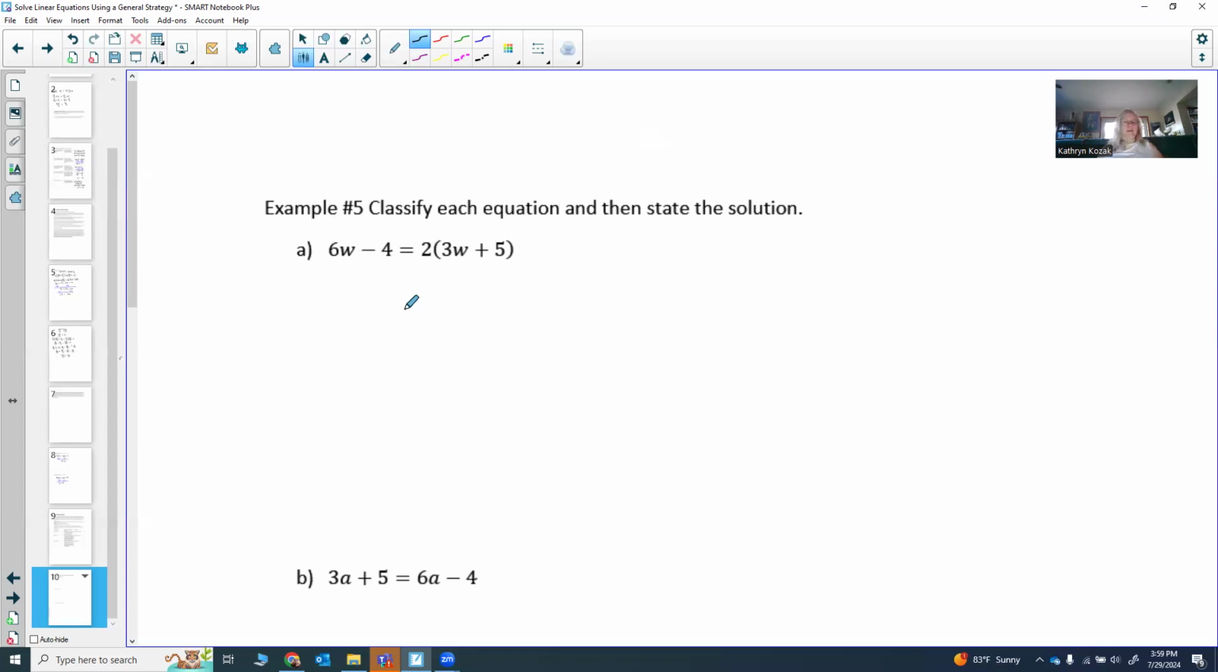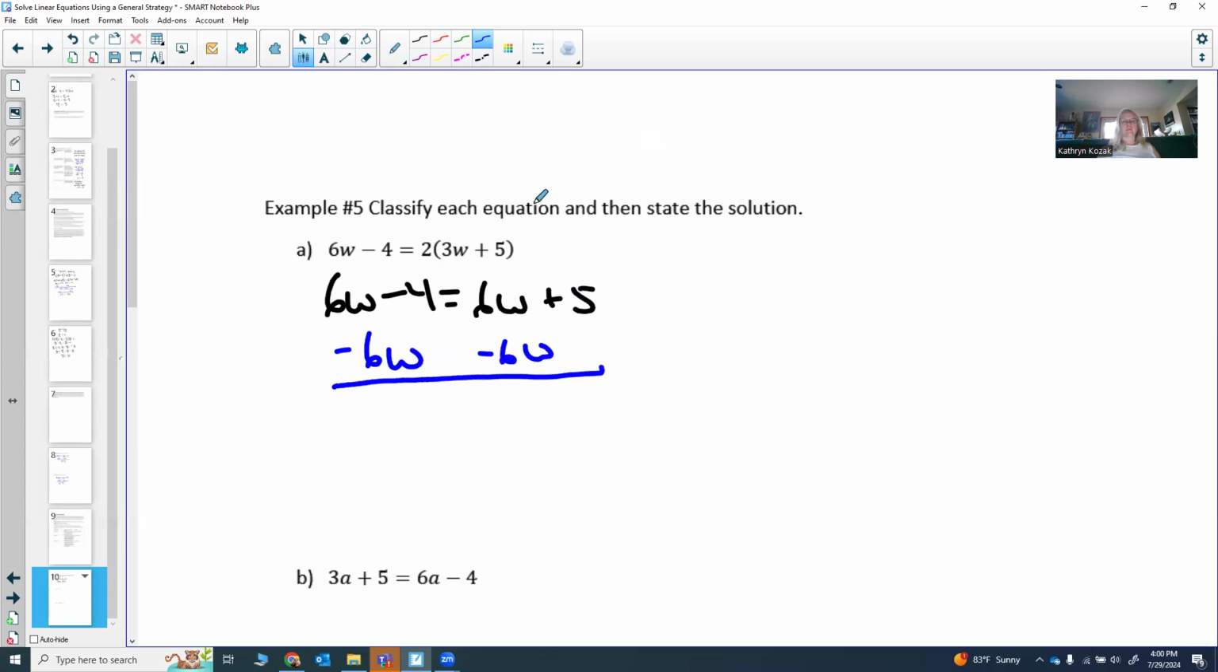So the solution of this is, let's first distribute. So we get 6w minus 4 is equal to 6w plus 5. Now subtract 6w from both sides. That leaves minus 4 equals 5. This is never true, so this is a contradiction. And the solution is no solution.